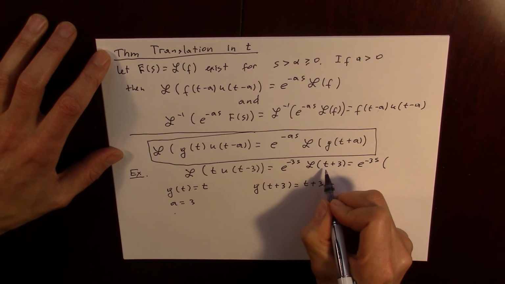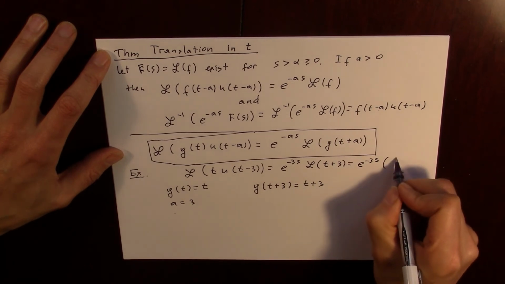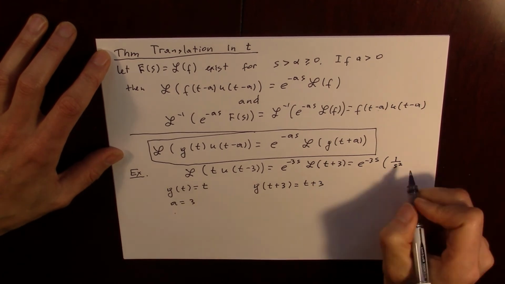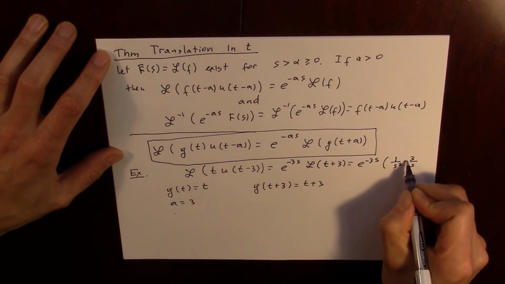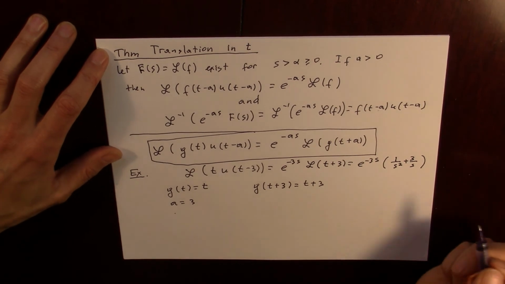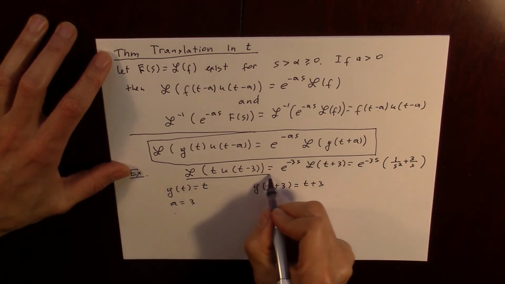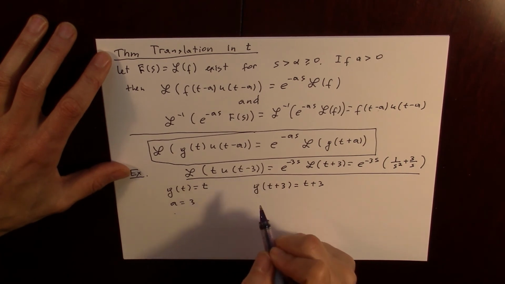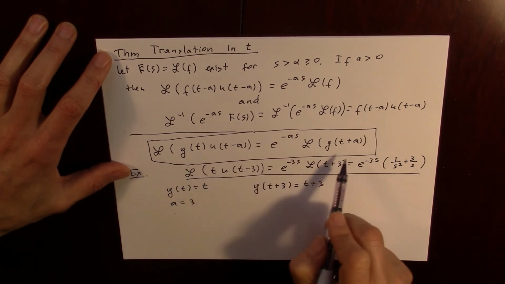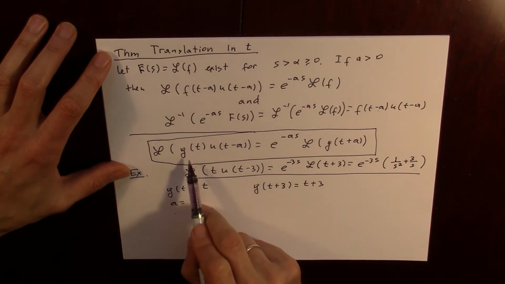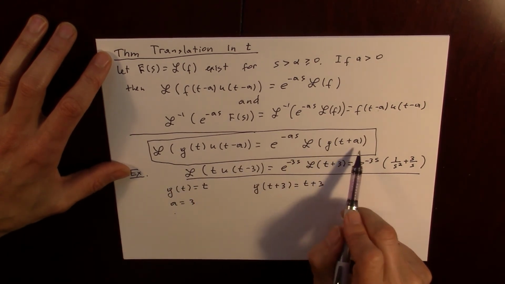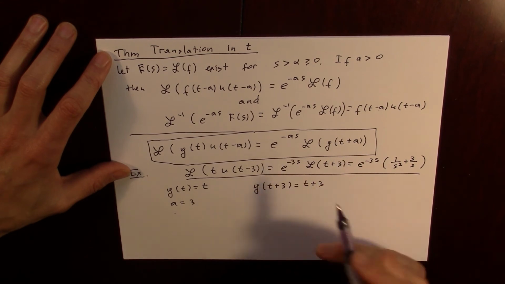And we're going to get e to the negative 3s times the Laplace of t, which is 1 over s squared, plus the Laplace of 3, which is 3 over s. And that's the answer for the Laplace transform of t times u of t minus 3. So to use this formula, we need to figure out what g of t is, what g of t plus a is, and then take the Laplace of that.